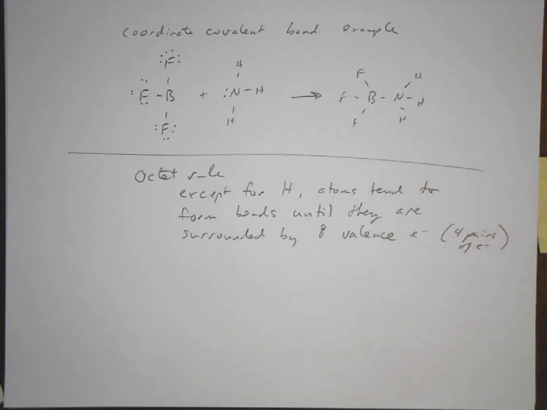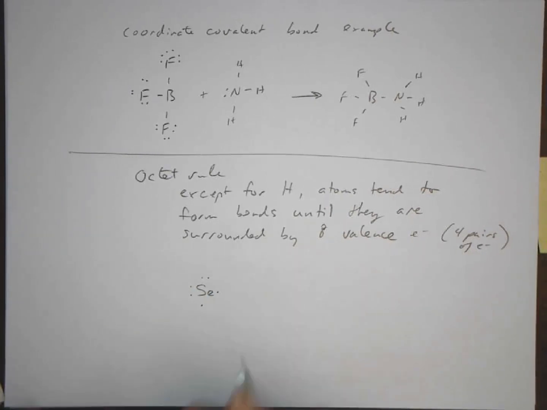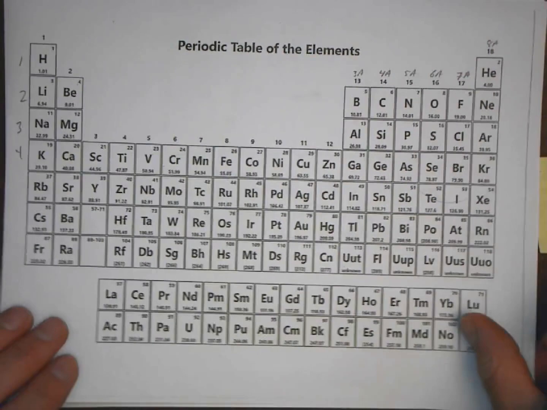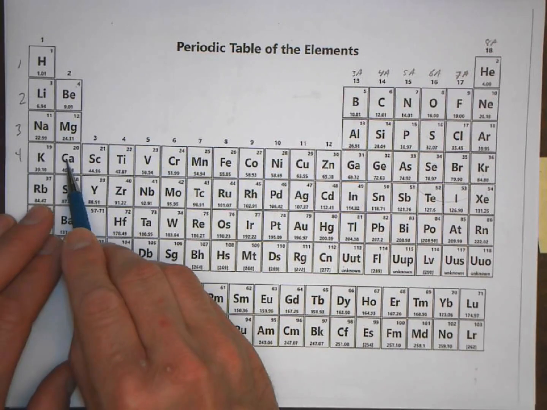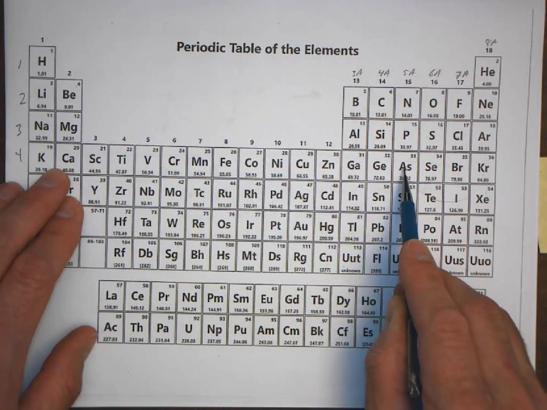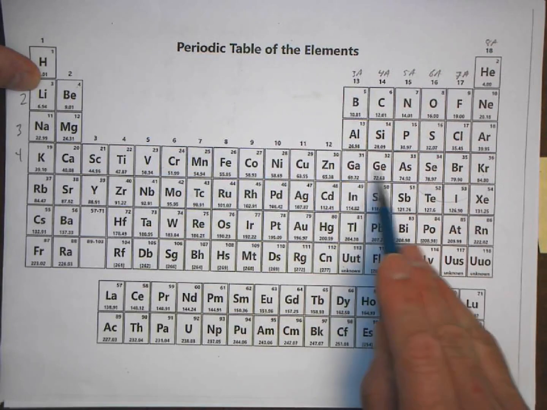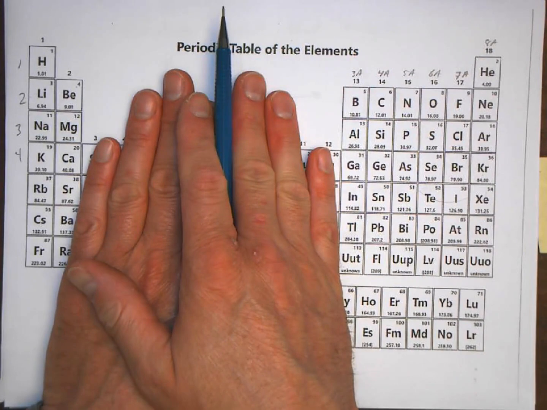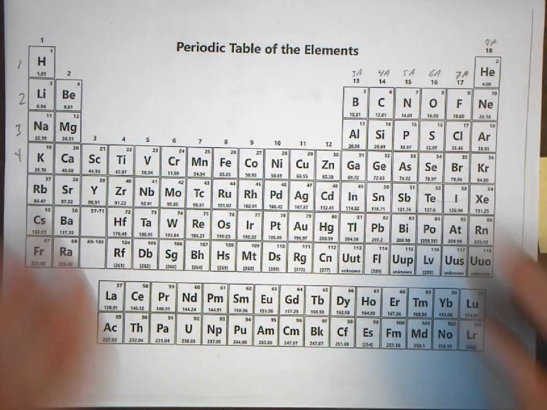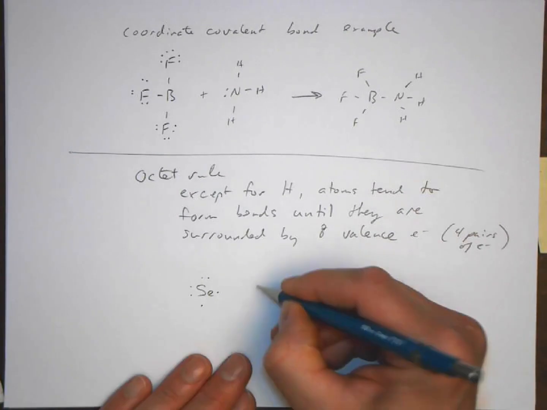As an example, if we have a selenium atom, it has 6 valence electrons. How did I get that? Let's go back to our periodic table and find selenium. We're going to count 1, 2, 3, 4, 5, 6 valence electrons. These would not be the valence electrons, the d electrons. We're talking about the s and p electrons for the main group. So it has 6 valence electrons.